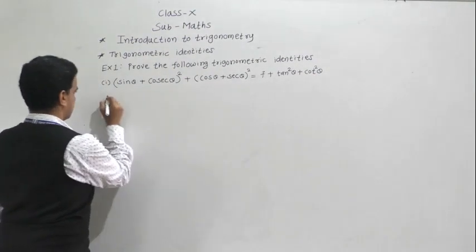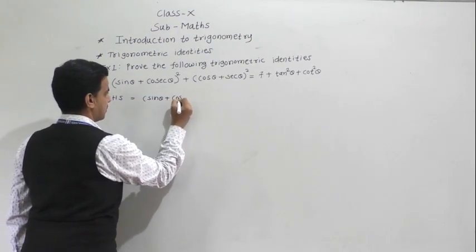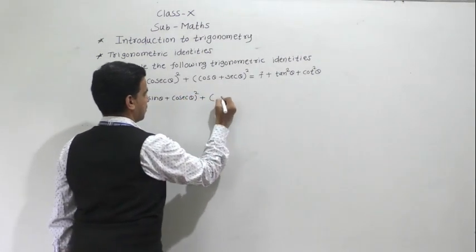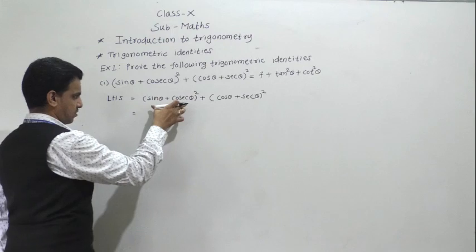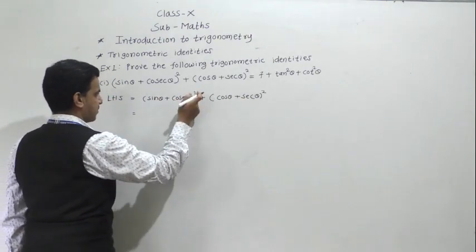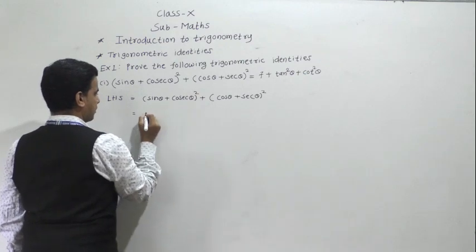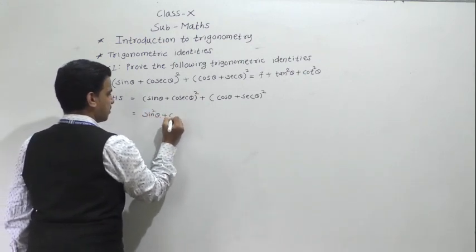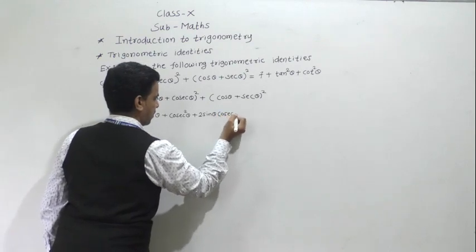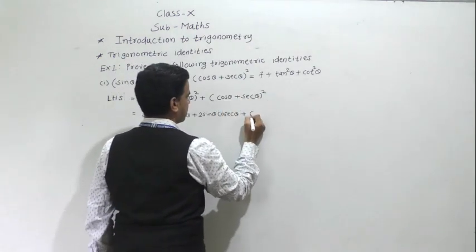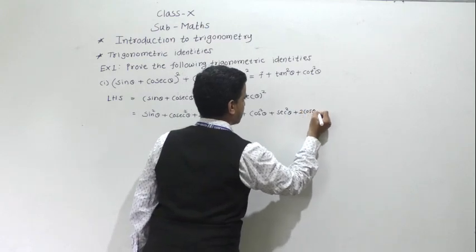square theta. Okay, so here I am starting from LHS, which is (sin theta + cosec theta) whole square plus (cos theta + sec theta) whole square. Now we expand these two brackets. (a + b) whole square, we know that the identity is a square plus 2ab plus b square. So (sin theta + cosec theta) whole square is sin square theta plus cosec square theta plus 2 sin theta cosec theta, plus (cos theta + sec theta) whole square, that is cos square theta plus sec square theta plus 2 cos theta sec theta.